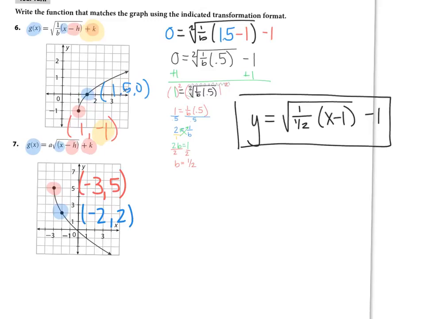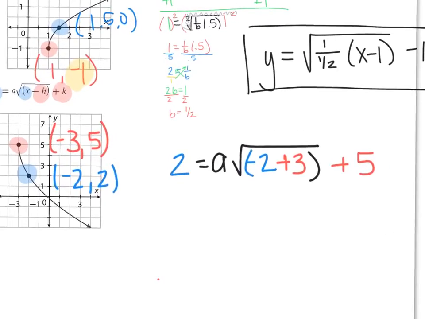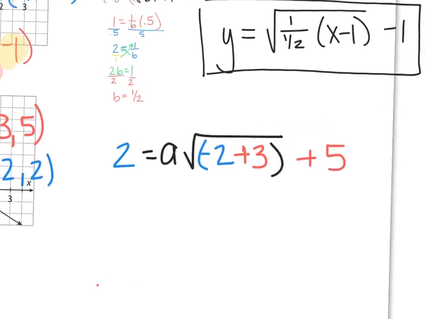So if I start plugging in what I know, 2 equals a, I don't know what a is, times the square root of -2. And then don't forget this minus h means the opposite of h, so the opposite of -3, which is +3. And then I'm going to have +5 on the outside. Again, make sure that your square root symbol stops where it needs to stop at the end of the parentheses and doesn't keep going. So I'm just trying to figure out what a is.